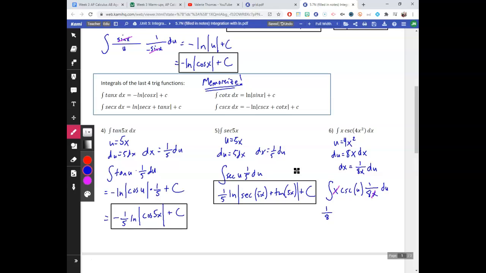So the integral of cosecant is going to be negative natural log of cosecant of u plus cotangent of u. I don't blame you if you don't want to write all that out and just go ahead and plug in what u is. That's fine too. Do that here.